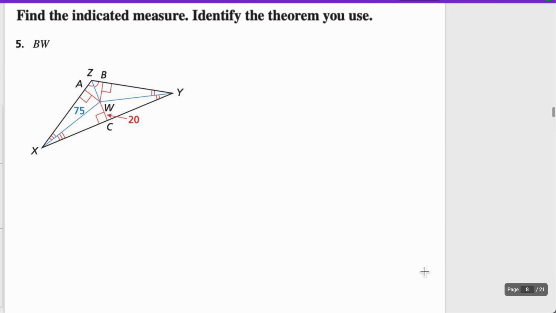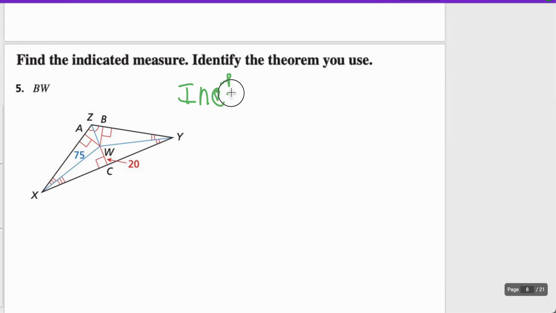Onward to number 5, indicated measure here. This is where we would want to use the incenter theorem, because what we're seeing here is your angle bisectors making that incenter. Looking at BW, we know that it's also the same thing as WC, so BW is equal to 20.